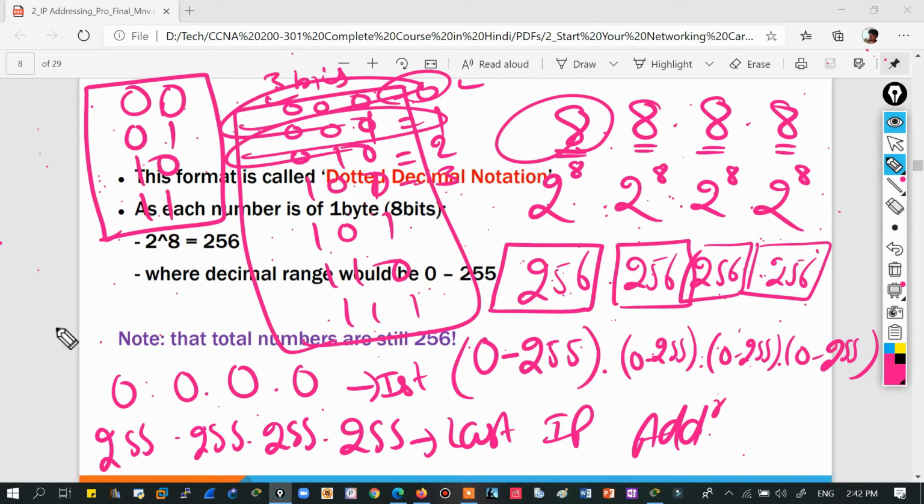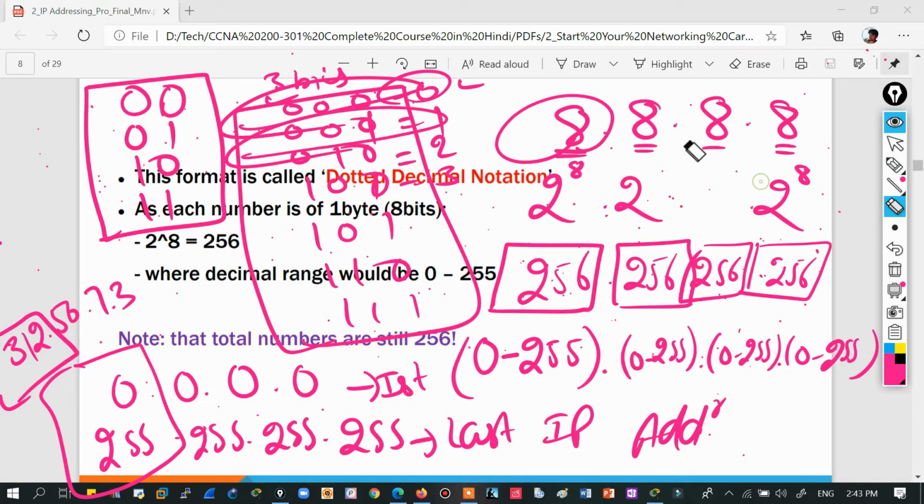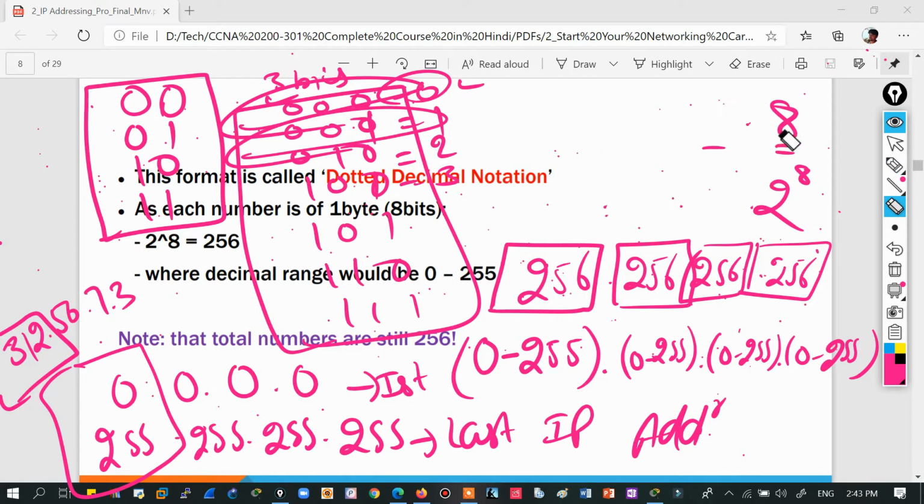So you will never see some number written like 312.50.7.3. No, you can never see an IP address like this. So the possible range is 0 to 255. Okay, so yes, I hope this point is clear to you.